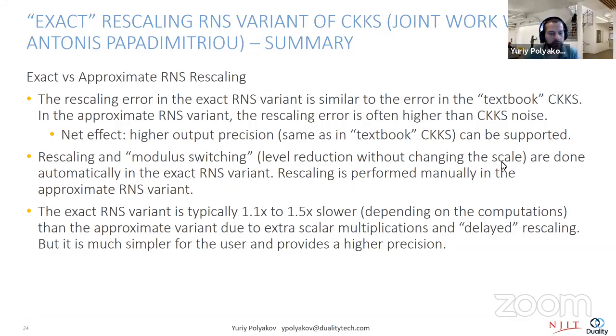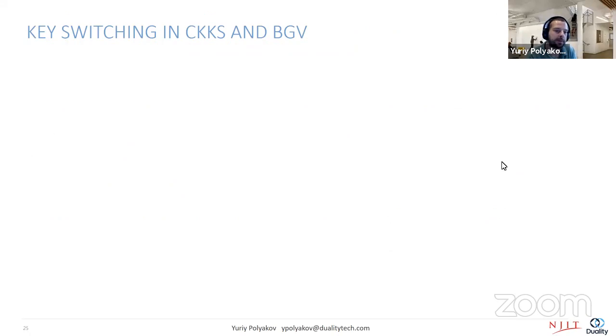And depending on the computation, the difference in speed that we saw between the approximate RNS variant and the exact RNS variant ranges between 1.1x to 1.5x. So I would say it's not dramatic. In my opinion, it's a reasonable cost for a much simpler version of CKKS, and we get a much higher precision. So yeah, this is a good topic, so I can answer some questions now related to CKKS.